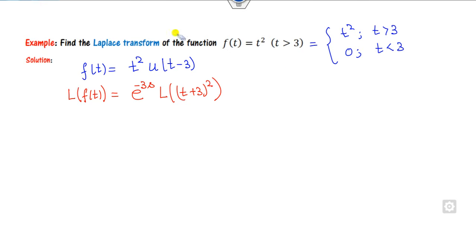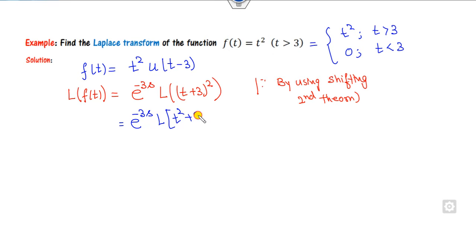Fine. Now make sure that in each question you write the reason in your examination by using the shifting second theorem. Now I can open this bracket, e raised to power minus 3s, it is my t square plus 9 plus 6 into t. Now I can find the Laplace.